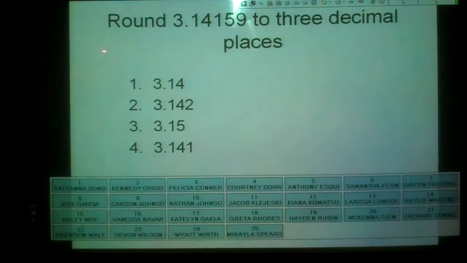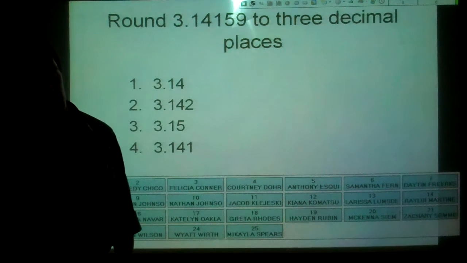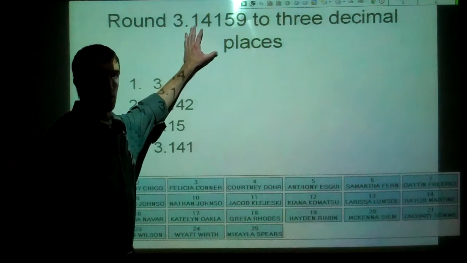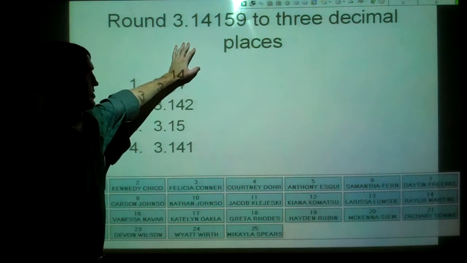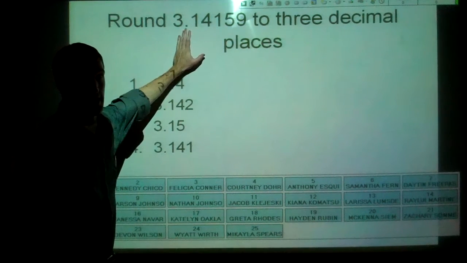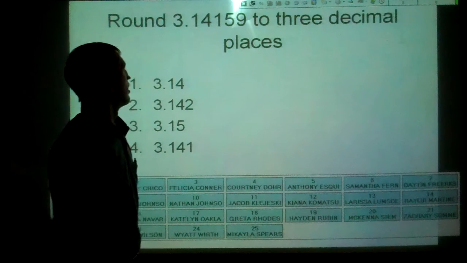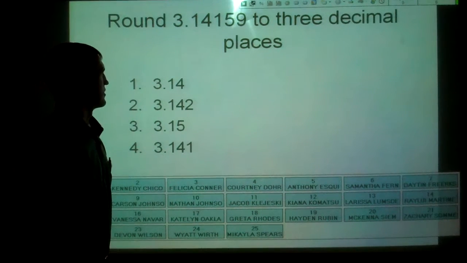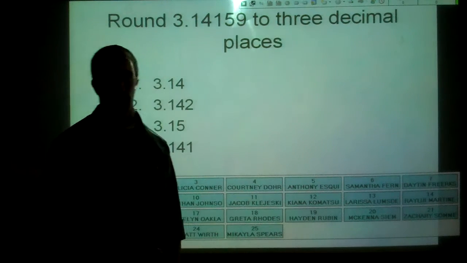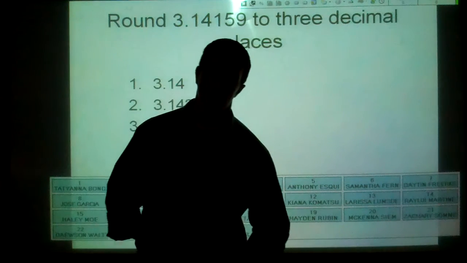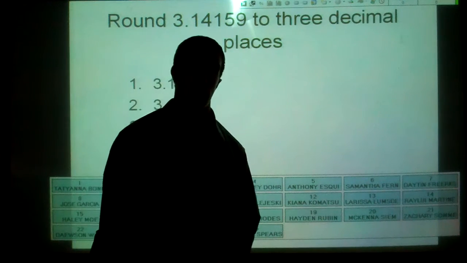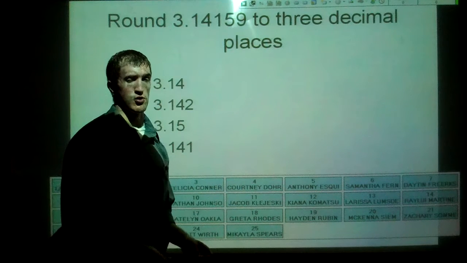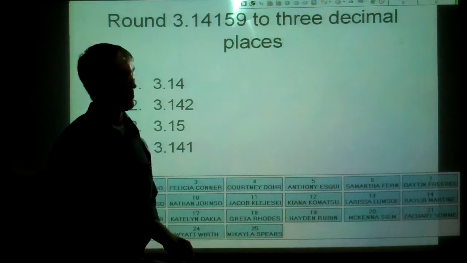Alright, now round 3.14159 to 3 decimal places. This is a very popular number. The most popular irrational number, which I mentioned yesterday. This is an approximation for pi, which we use with circles. Alright? It says to round to 3 decimal places. Now the confusion here is that when they say round to a certain amount of decimal places, they mean three spots to the right of the decimal. So we want, in our answer, 3 spots to the right of the decimal.